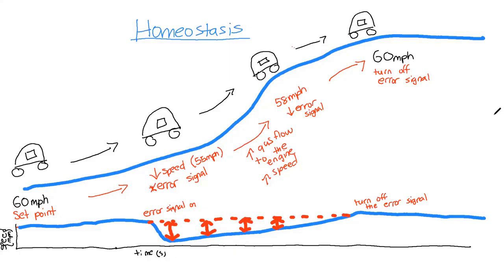And so anytime we deviate from that 60 miles per hour, there's going to be a signal sent off. We call that the error signal. And that's going to trigger a sequence of events in this scenario that is increasing gas flow to the engine. But understand that that could also be decreasing gas flow to the engine if we happen to speed above our set point. Okay. And so that trigger is now going to bring us back to our set point. And as we get closer to our set point, the error signal becomes smaller and smaller until it eventually goes away. Okay.